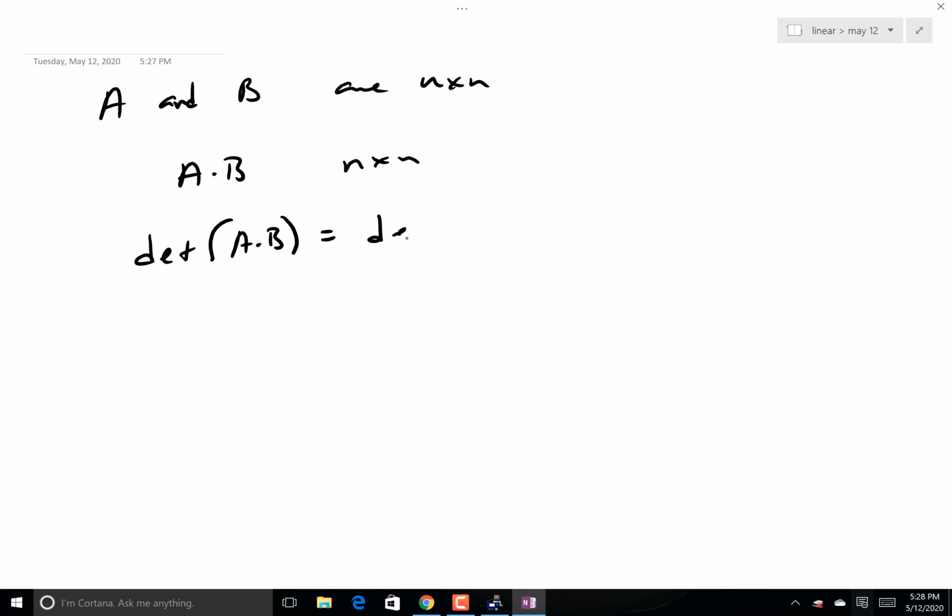These are just some of the ones that are pretty straightforward. If A and B are n by n, and you take A times B, of course, it is also n by n. Then the determinant of A times B is equal to the determinant of A times the determinant of B. Fact: the determinant of A inverse is equal to 1 over the determinant of A.